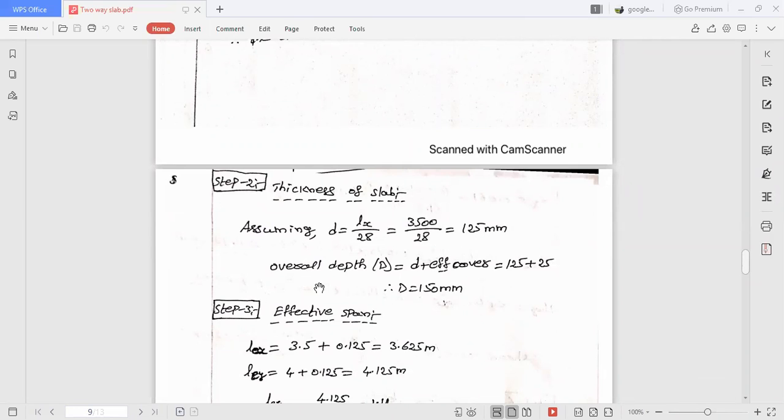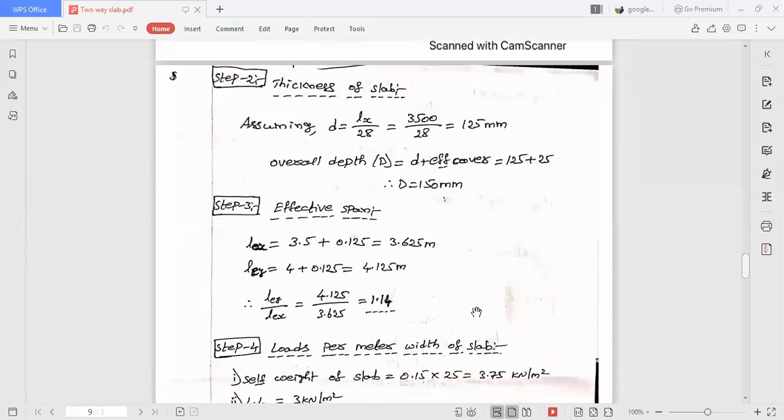Now, overall depth is required for certain calculations. What I will assume is an effective cover of 25 mm. By assuming an effective cover of 25 mm, I got an overall depth of 150 mm. So the effective depth is 125 and the effective cover is 25. Adding both, you get an overall depth of 150 mm.